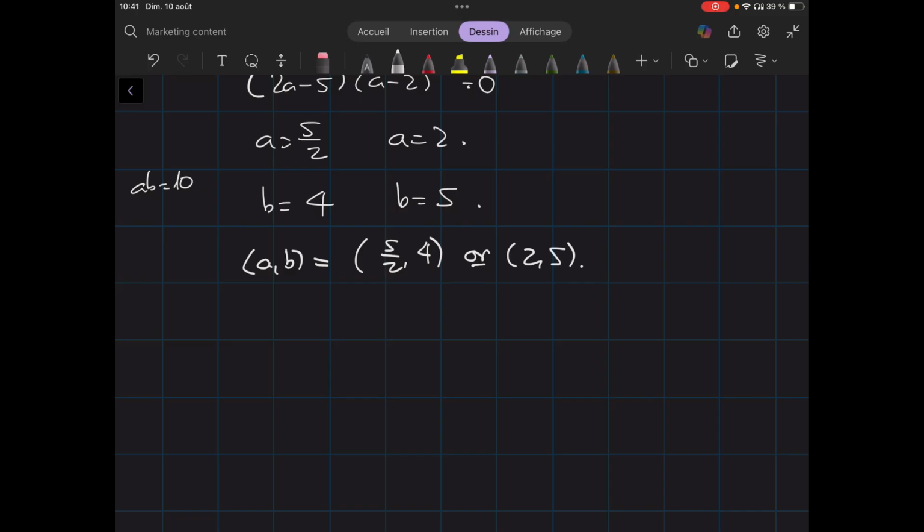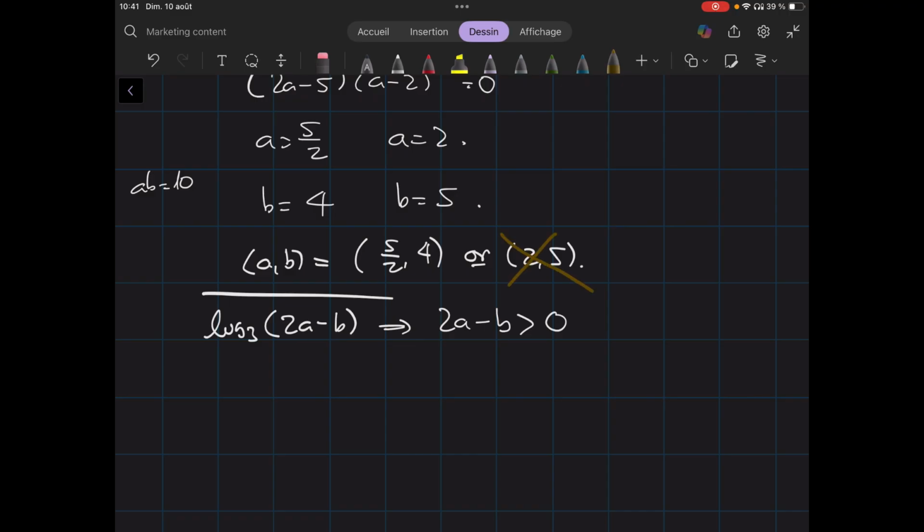Now it is important to check our answers. Go back to the equations. Look at the term log base 3 of 2a minus b. This term only exists if and only if 2a minus b is strictly positive. So if a is equal to 2 and b is equal to 5, you will have a negative argument. Therefore, the only solution that we can accept is (5, 2).